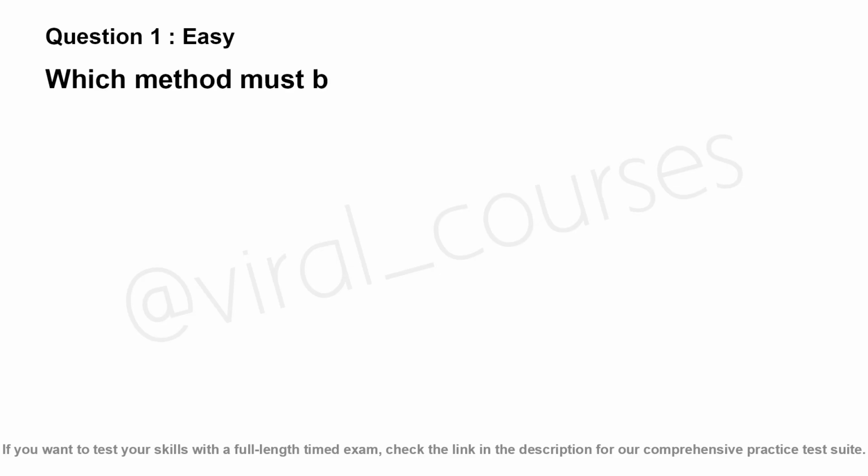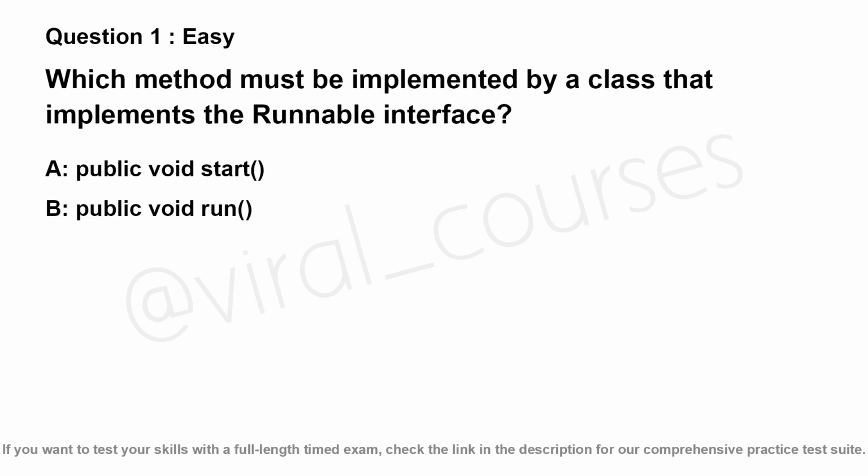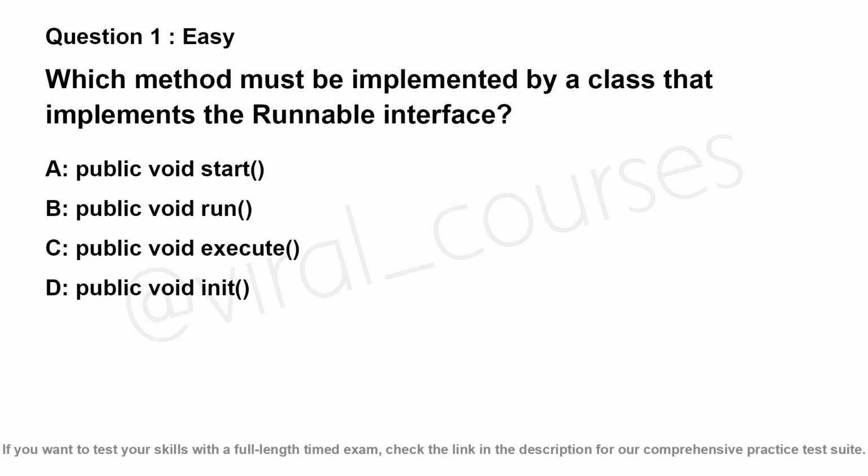Which method must be implemented by a class that implements the Runnable interface? Option A, public void start. Option B, public void run. Option C, public void execute. Option D, public void init.